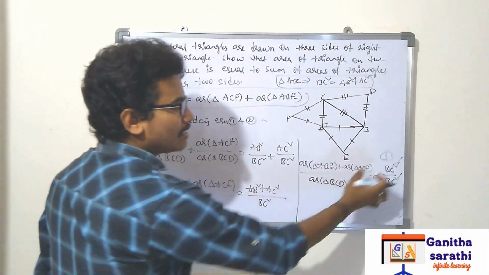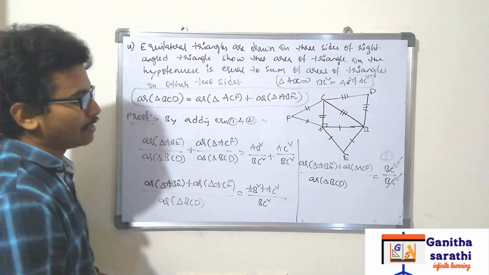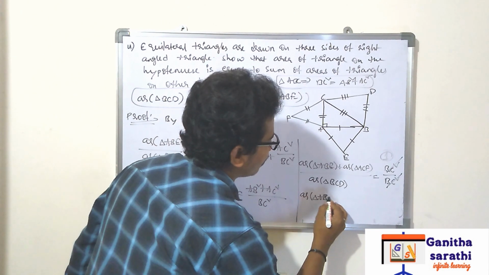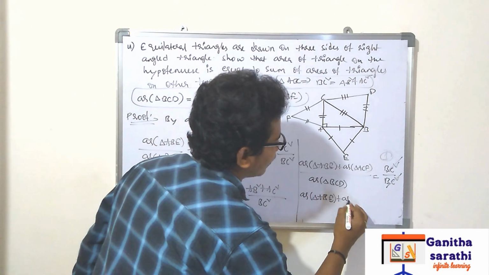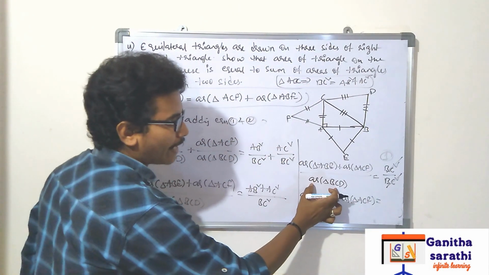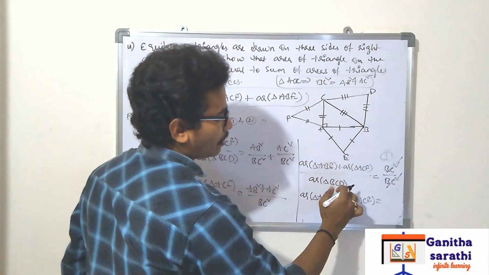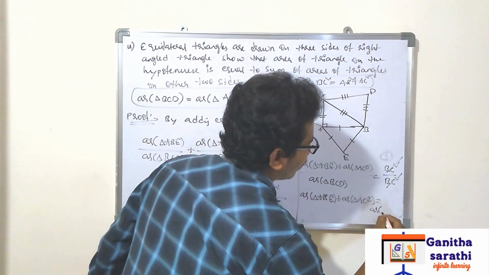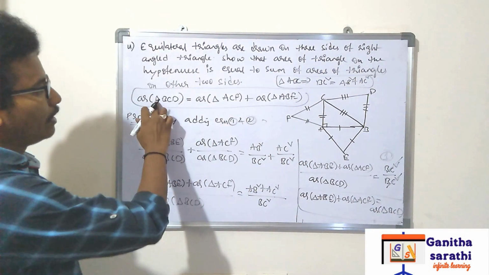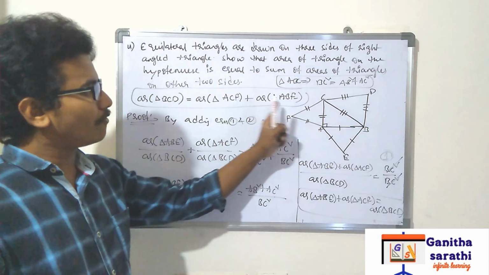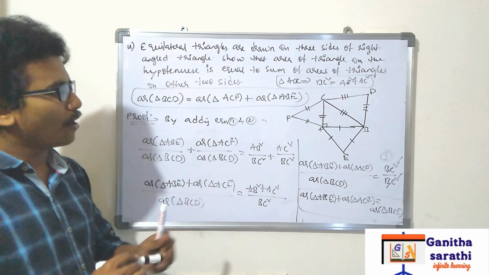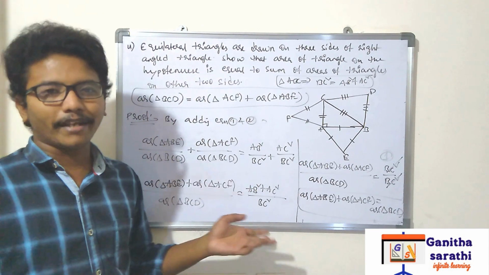So area of BCD into 1 will be area of BCD. Area of triangle ABE plus area of triangle ACF is equal to area of triangle BCD. Do cross multiplication; into 1 will give you area of triangle BCD. Right, that is our proof. Area of triangle BCD is equal to area of triangle ABE plus area of triangle ACF. So likewise we have to prove the problems by using Pythagoras theorem.